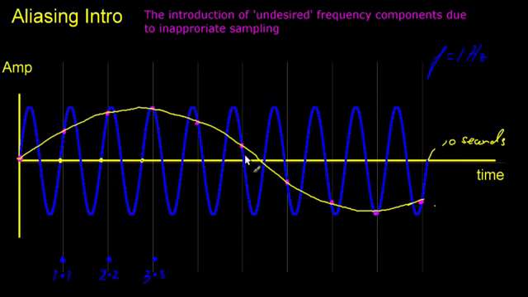Or rather, I should say, if I sample a sinusoidal signal at an inappropriate sampling rate, what I introduce is another sinusoid. It's still sinusoidal in nature, but it's of a different frequency. Now, the reason why I'm focusing on sinusoids is because all signals are made up of sinusoids. So if you can understand this point here, you'll start to get a handle on aliasing.